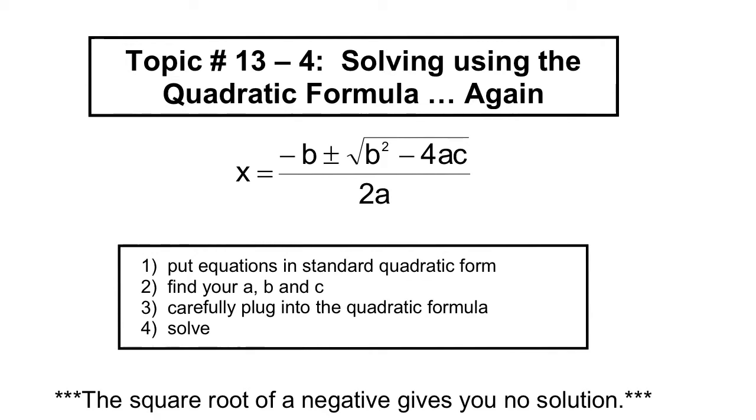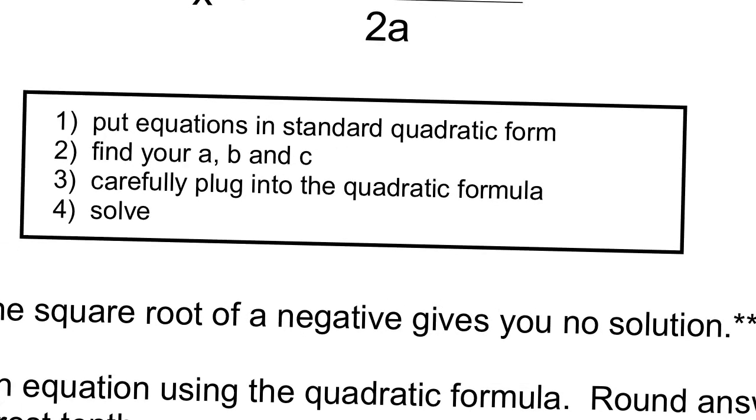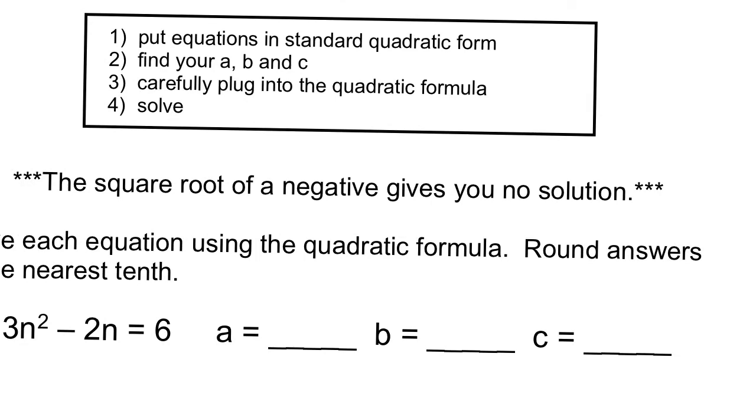Today we'll be solving using the quadratic formula again. To review, using the quadratic formula, we'll put the equations into standard quadratic form. Find your A, B, and C and carefully substitute into the quadratic formula. Then you'll solve. One thing that we need to remember is the square root of a negative will give you no solution.